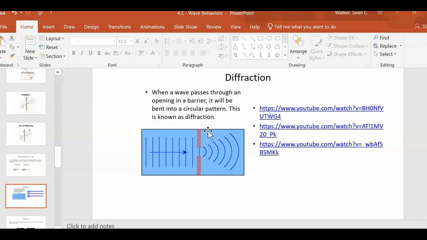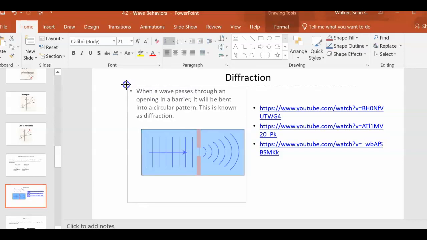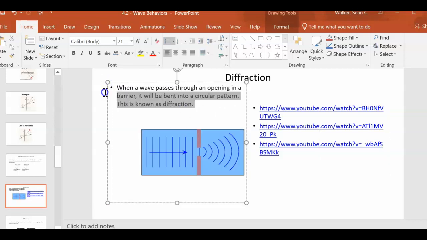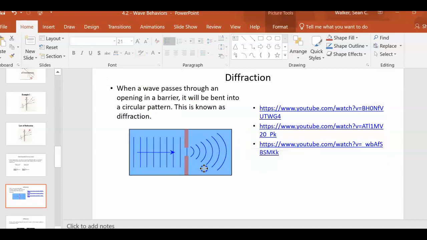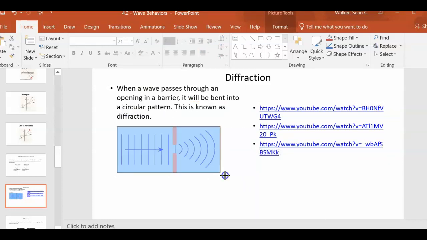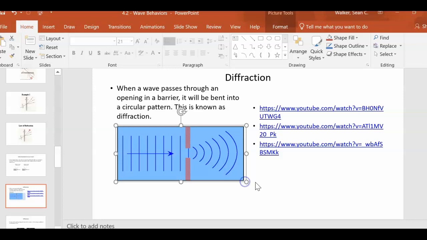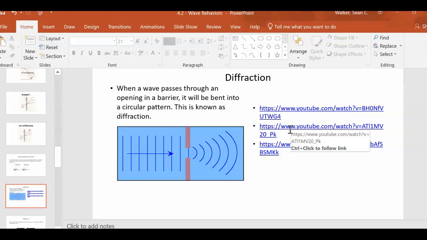The last type of wave behavior we're going to talk about just really quickly in this video is what's called diffraction. And diffraction is basically the wave behavior that says when a wave hits an opening, or like a hole or something, it's going to spread out in a circular pattern. Okay, so it's going to spread out past an obstacle or past an opening. Okay, so this is called diffraction. And I've got some videos I want to show you regarding diffraction so you can see what that looks like.